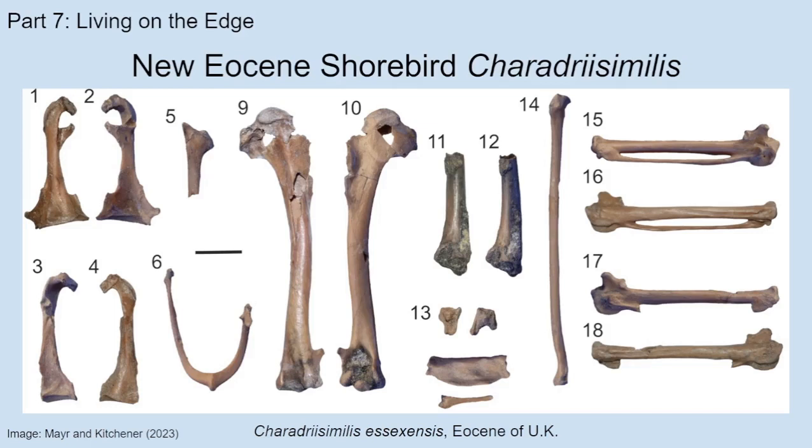Now, we mentioned in the episode that early fossils of shorebirds are very rare and often very fragmentary. So whereas we have some pretty decent fossils of many other major groups of birds from the Eocene, for example, we had almost nothing for shorebirds, basically. And so this new find, which is presented on this slide, is quite an important one. So this is yet another bird from the Lendon Clay Formation, the gift that keeps on giving.